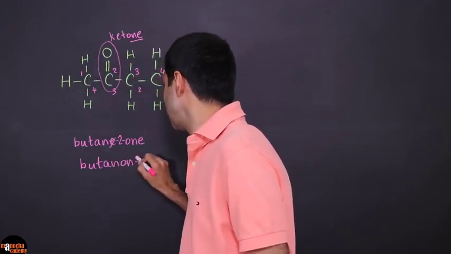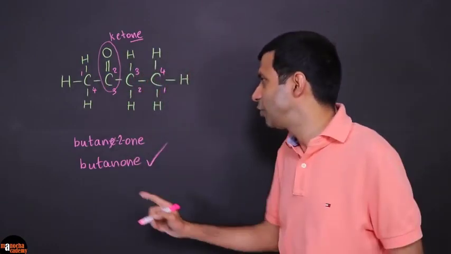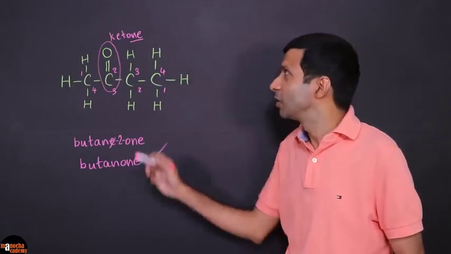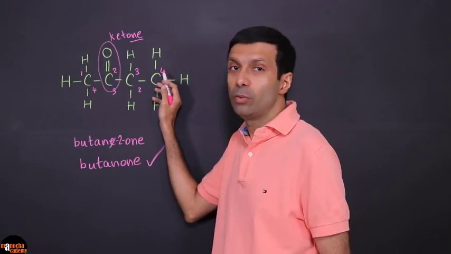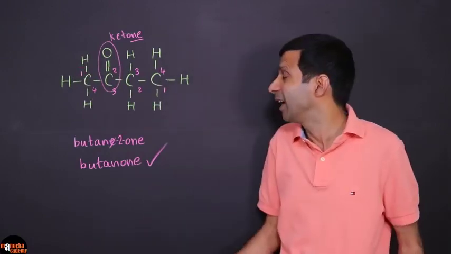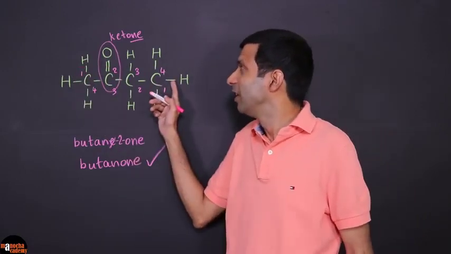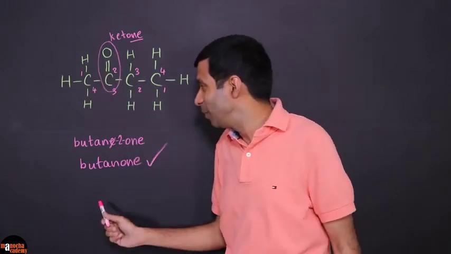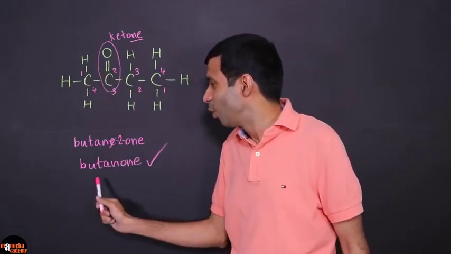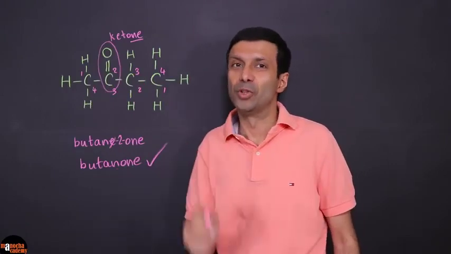So this is the best answer here, that the name is just butanone, because you can't have the double bond O at carbon 1 or 4, because then it will become an aldehyde. It will be at the end carbons. And if you put it at 2 or 3, it doesn't matter. The name is the same, butan-2-one or simply butanone.